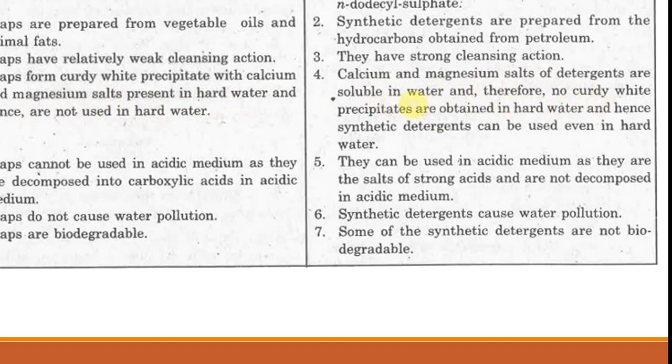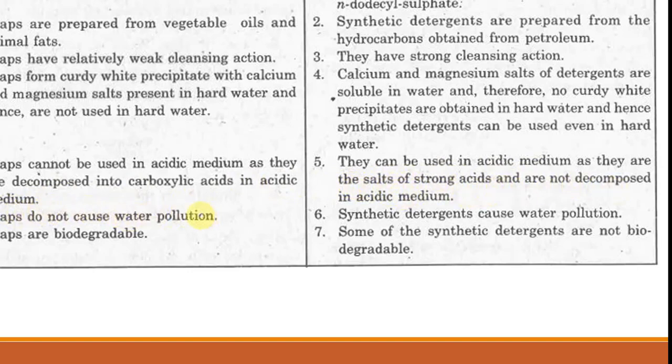Therefore, no curdy white precipitates are obtained in hard water, and hence synthetic detergents can be used even in hard water. The calcium and magnesium salts of detergents are soluble in water. Soaps cannot be used in acidic medium as they are decomposed into carboxylic acid in acidic medium. But the detergents can be used in the acidic medium, because they are the salt of strong acids and will not decompose in the acidic medium.